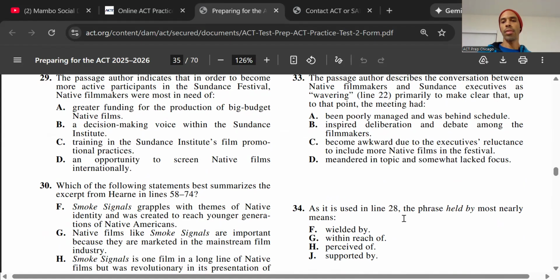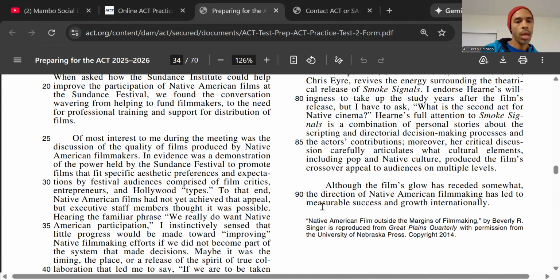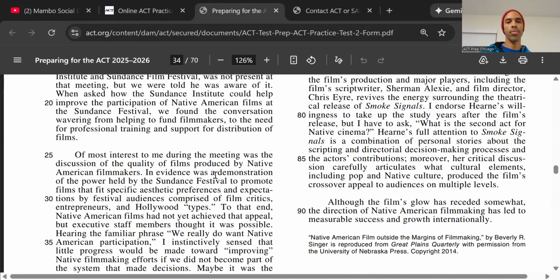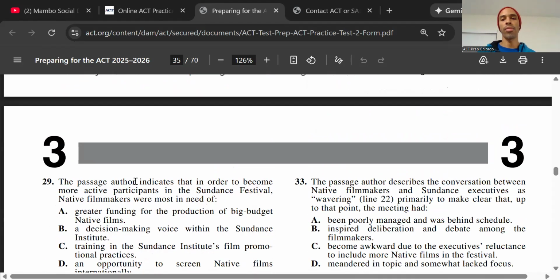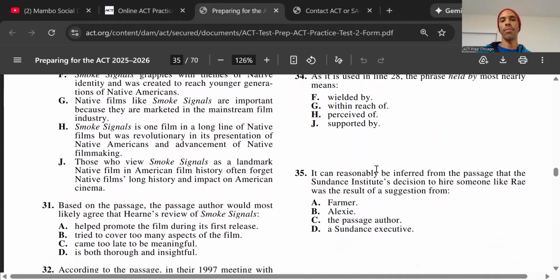Question 34: as it is used in line 28, the phrase "held by" most nearly means: within reach of, perceived by, supported by, or wielded by. Held by. In evidence of what? Of most interest to me during the meeting was the discussion of the quality of films, right? Quality of films. In evidence was a demonstration of the power held by the Sundance Festival to promote films that fit specific aesthetic preferences and expectations of a festival audience. The power held by, I mean, they had a lot of power. Sundance Festival wielded by would be F, right? The power that they wielded, that they had to be able to promote certain films. Yeah, it was that.